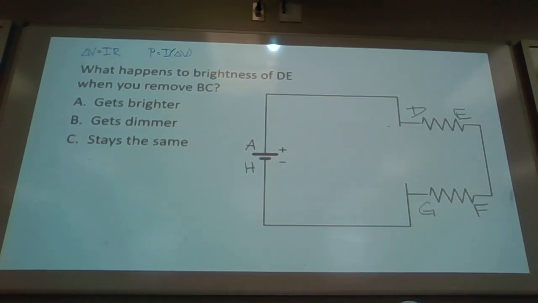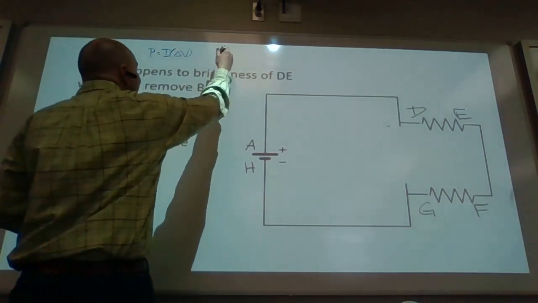Can you write down the other shortcuts? Sure. Power is V squared over R.